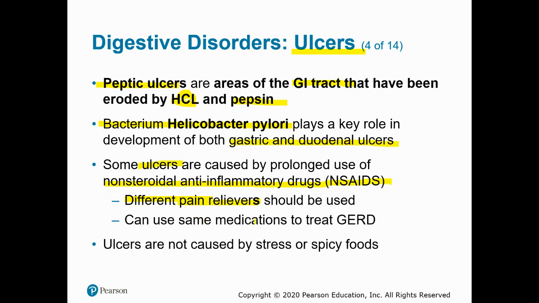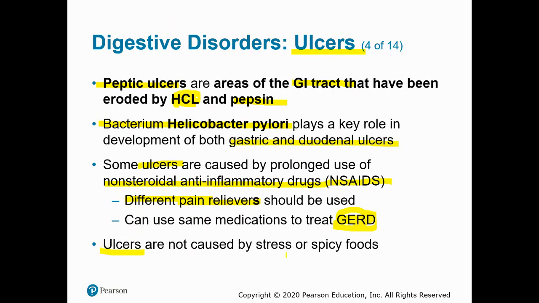Can you use the same medications to treat GERD? Oh, yeah. Right. So again, a lot of this has to do with the acid. A lot of medications that would treat GERD or treat an ulcer are going to reduce your body's production of hydrochloric acid. Maybe not great to be on long-term, right? Because you need hydrochloric acid for digestion, but certainly can be used to treat a bad ulcer in the short term.